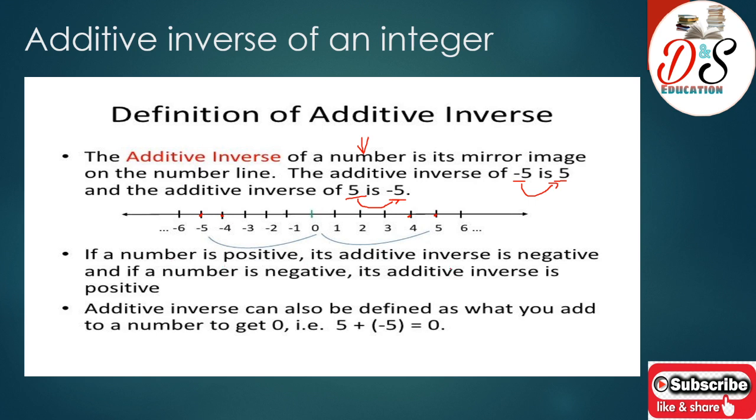Next point is, if a number is positive its additive inverse is negative, that's what I had said earlier, and if the number is negative its additive inverse is positive. Now additive inverse can also be defined as what you add to a number to get 0. Means when you are adding an integer and its additive inverse we are getting 0 as our result.